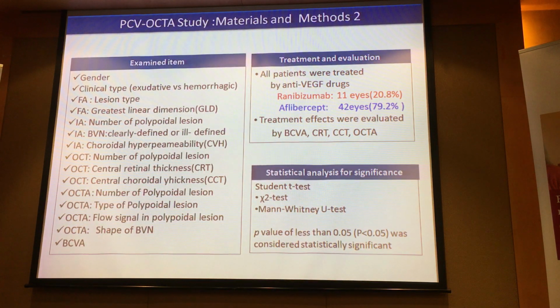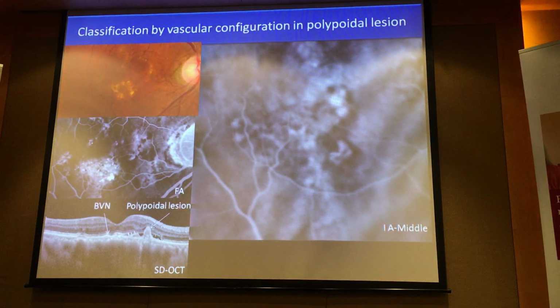This slide shows the examined cases and examined items in this study. Treatment was performed with ranibizumab in 12 eyes and aflibercept in 31 eyes. We classified the blood vessels in the peripheral region into two types.